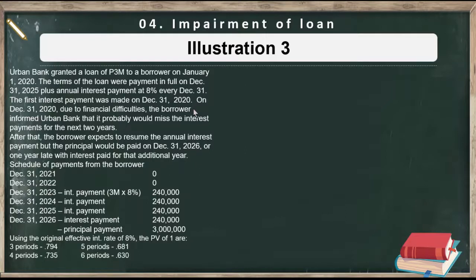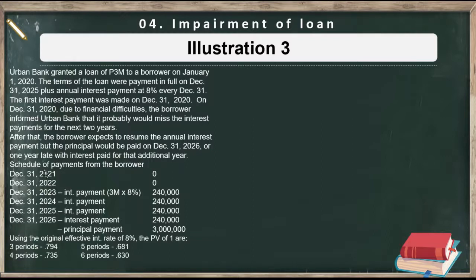And on December 31, 2020, due to financial difficulties, the borrower informed the bank that it would probably miss the interest payments for the next 2 years. So meaning there will be no interest payment for 2021 and 2022. After that, the borrower expects to resume the annual interest payment, but the principal will be paid on December 31, 2026 or 1 year late with interest paid for that additional year.